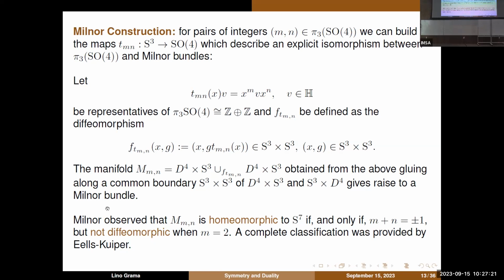The key observation from Milnor is that M_{m,n} is homeomorphic to the 7-sphere if and only if m plus n is equal to 1 or minus 1. But these spheres are not diffeomorphic when m is equal to 2. So we have spheres that are homeomorphic to the 7-sphere, but not diffeomorphic.